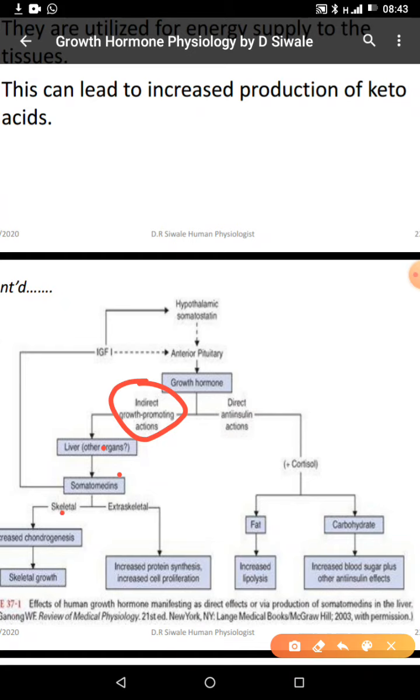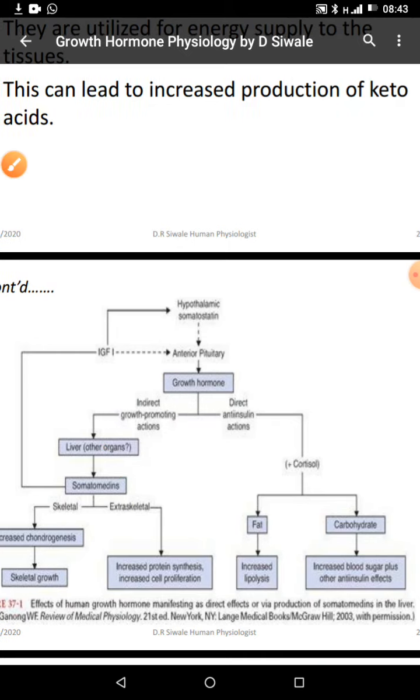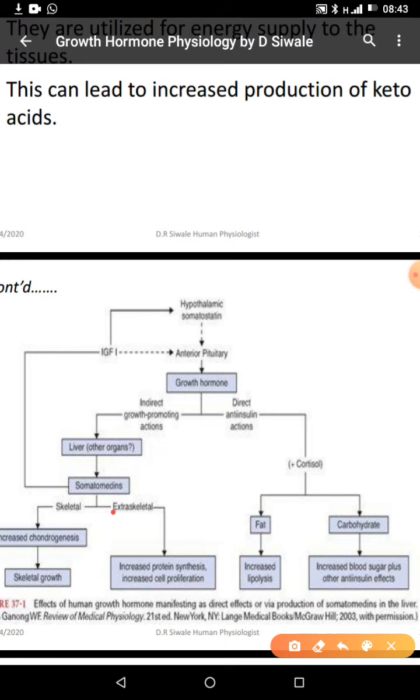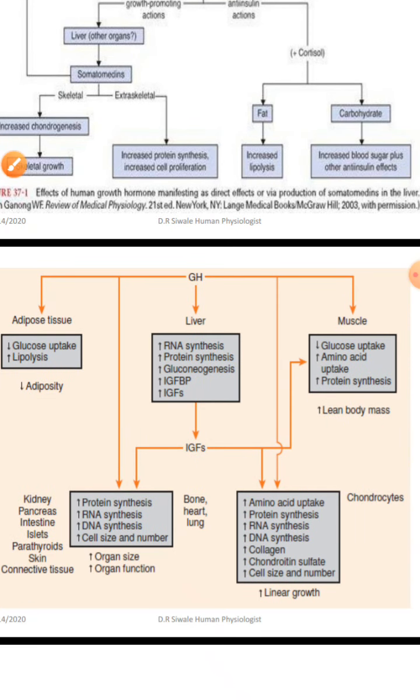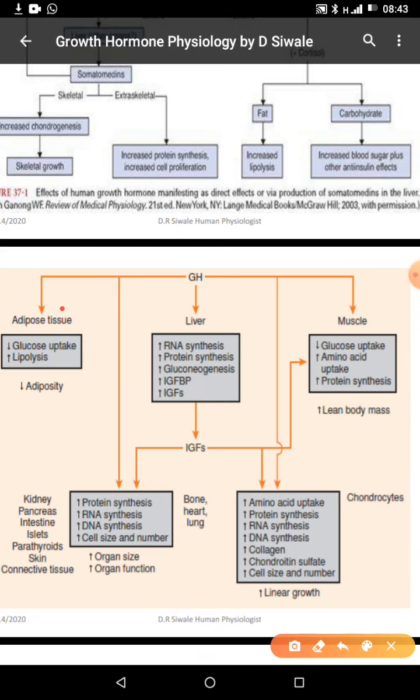And these on the skeleton will cause the skeletal growth. On extraskeletal action, it will increase protein synthesis and increased cell proliferation. Okay, this is just the same diagram summarizing the effect of growth hormone on the adipose tissue, on the liver, and on the muscle.